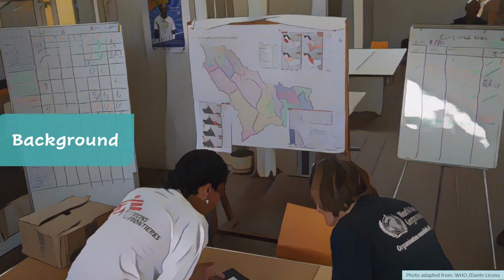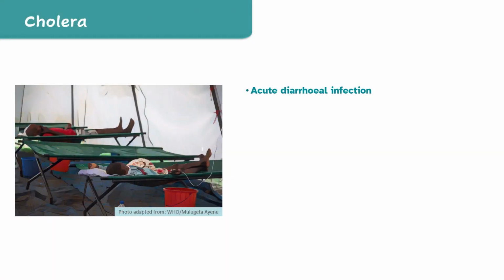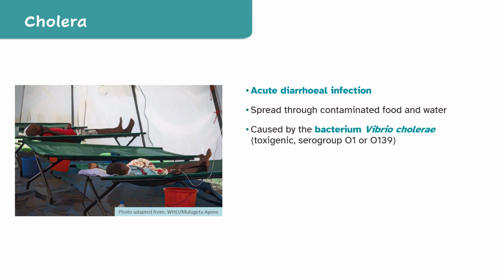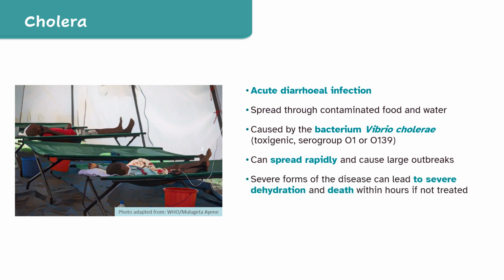Before we dive in, let us remind you what cholera is and what surveillance is. Cholera is an acute diarrheal infection which spreads through contaminated food and water. It is caused by the bacterium toxigenic Vibrio cholerae, serogroup O1 or O139. Cholera can spread rapidly and cause large outbreaks. Severe forms of the disease can lead to severe dehydration and death within hours if not treated. However, it is preventable and easily treatable with rehydration protocols.